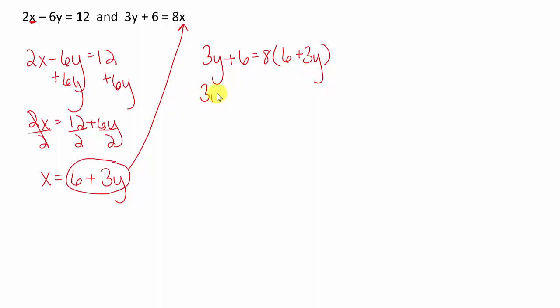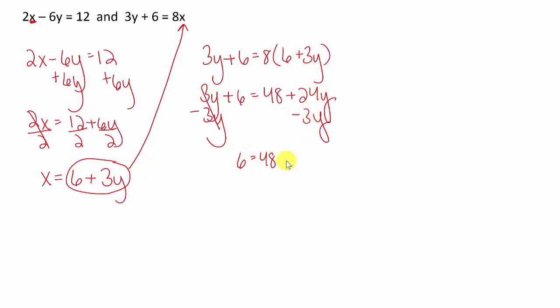And now we're just going to solve. And we should all know how to do that by now. I'm going to distribute the 8 first. So 6 times 8 is 48. And 8 times 3 is 24y. I now need to get these two y's by itself. You can move either one, but I'm going to move the 3y by subtraction. And I get 6 equals 48 plus 24 minus 3, which is going to give me a 21y.